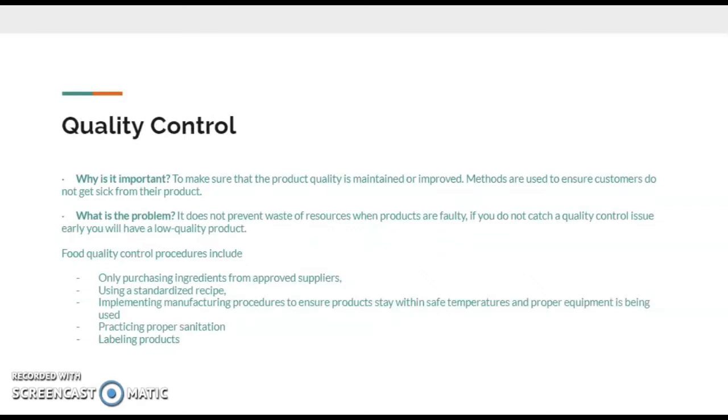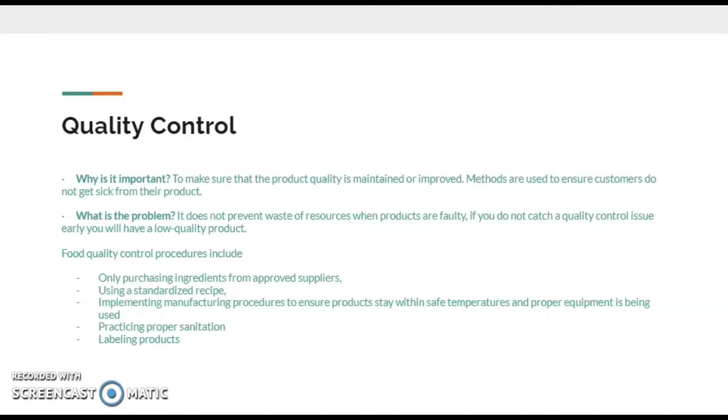Quality control. Quality control is important to make sure that the product's quality is being maintained or improved. Methods are used to ensure customers do not get sick from their product. And what the problem can be with quality control is it does not prevent waste of resources when a product fails or if there's an issue with it. If you do not catch a quality control issue early, then you will potentially have a low quality product.